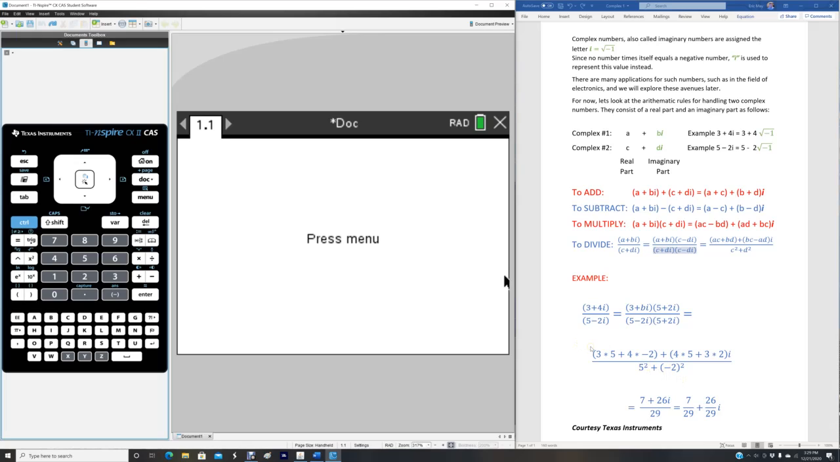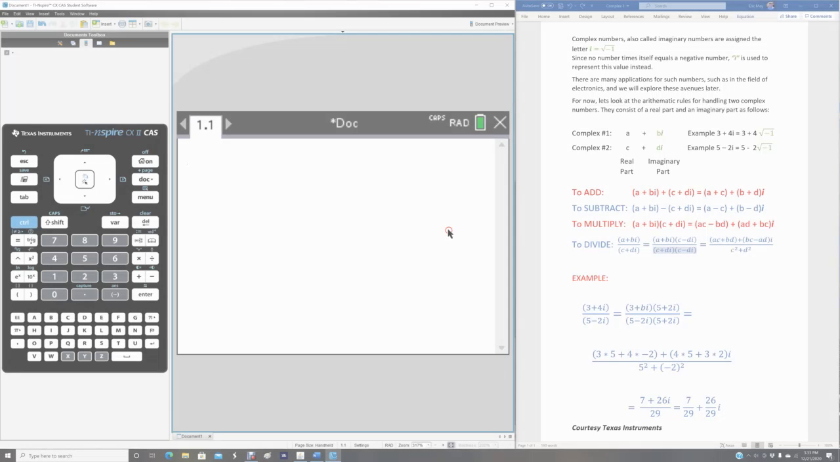And in the numerator, we have all those terms that we gathered up. And if we multiply these together and add, we get the answer is 7 plus 26i over 29. And that equals 7/29 plus 26/29i. And that's our answer for division.